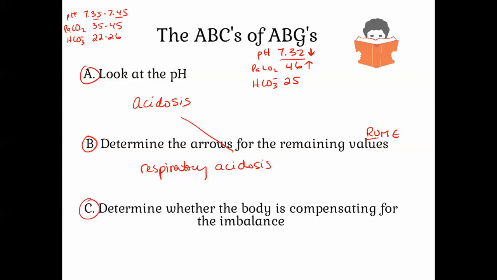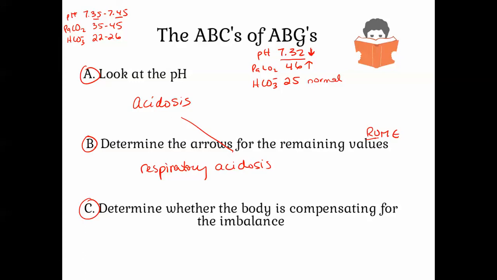Step C, determine whether the body is compensating for the imbalance. Let's have a quick look at the bicarb up here. We know that the bicarb is normal. Looking back at the types of compensation, we know that the pH and the primary factor are altered, with the other factor being normal in an uncompensated state. The kidneys in this situation have not yet begun retaining or producing more bicarb to compensate.